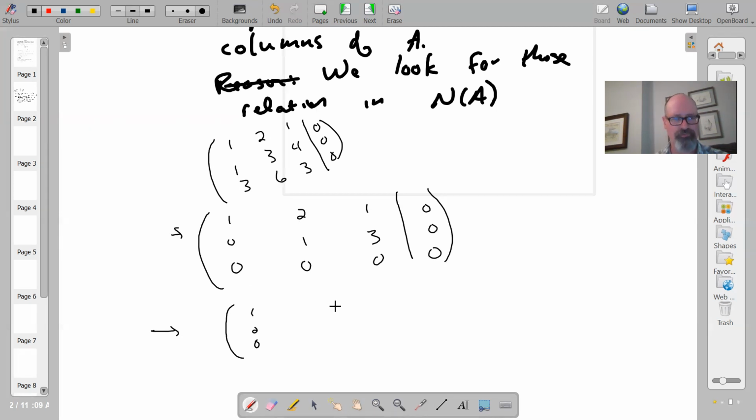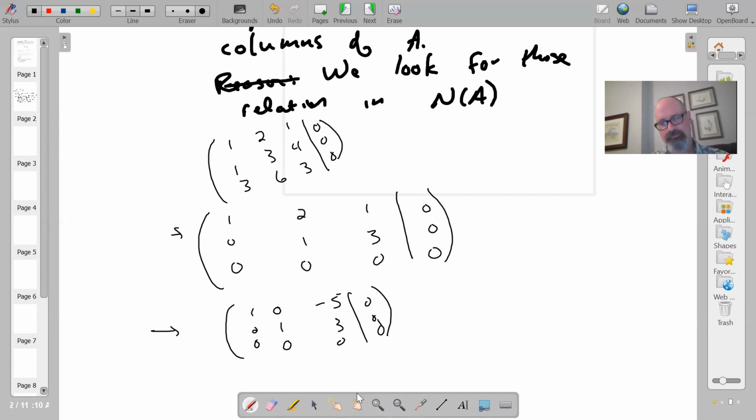So in the first column, you have 1, 0, 0. In the second column, I use the second pivot to eliminate the 2 above by multiplying the second row by -2 and adding it to the first row. So I get a 0 there. -2 times 3 is -6, so you get a -5 there. So I have a 3, and you have 2 zeros.